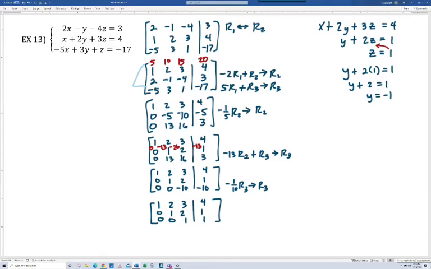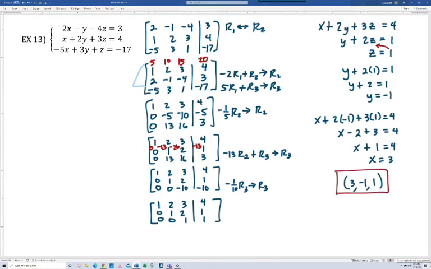And then we'll plug in 1 for z and negative 1 for y into the first equation, this one here. And we'll get x plus 2 times negative 1 plus 3 times 1 is equal to 4. That's x minus 2 plus 3 equals 4. Of course, a minus 2 and a plus 3 is 1. We get x plus 1 equals 4, which means x is equal to 3. So our solution here is 3, negative 1, 1.